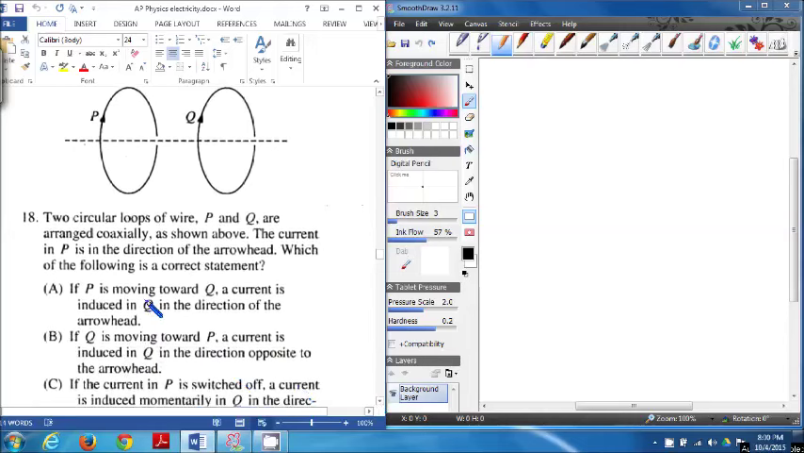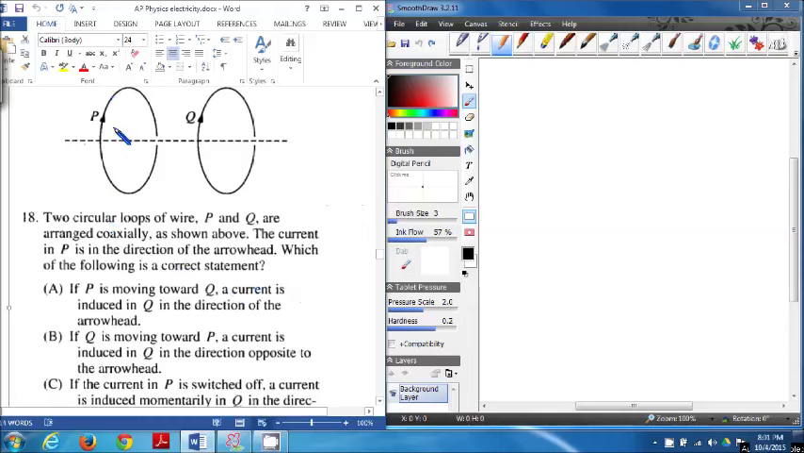Two circular loops of wire P and Q are arranged coaxially. The current in P is in the direction of the arrowhead. So there is a current flowing in P in this circular loop in this direction. This is the current. Which of the following is a correct statement? A: If P is moving toward Q, the current is induced in Q in the direction of the arrowhead.